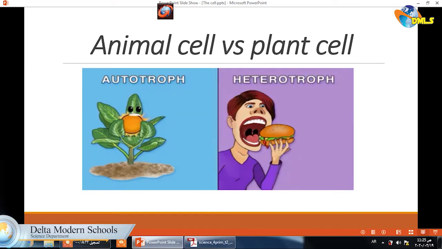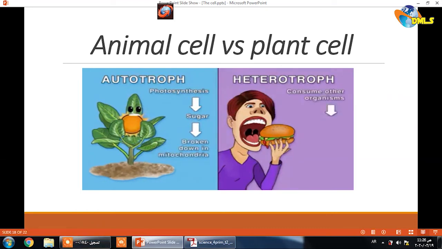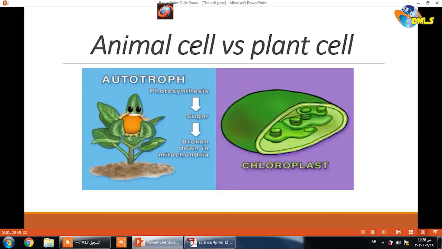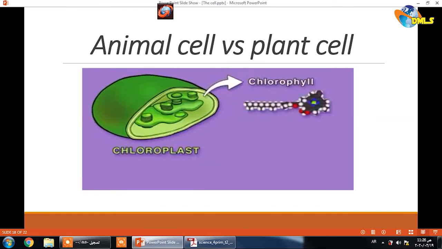Plants are autotrophs thanks to special organelles called chloroplasts, which are full of chlorophyll, a green pigment that captures light energy to drive the reactions in photosynthesis. Photosynthesis is the process by which plants use the sun's energy to make sugar. Once the sugar is made, it gets broken down in mitochondria.